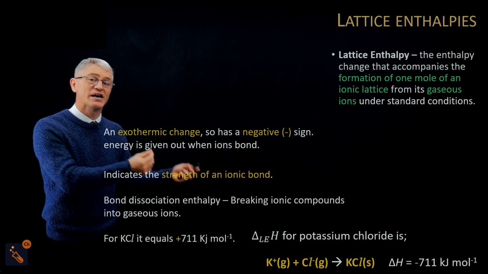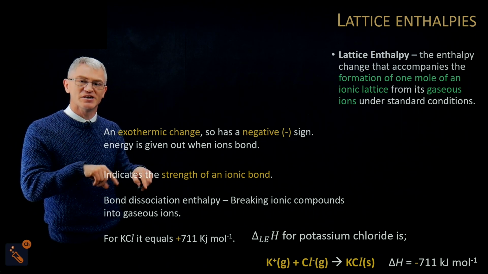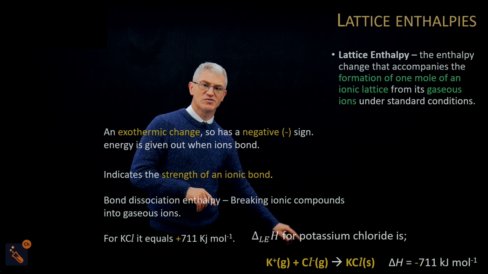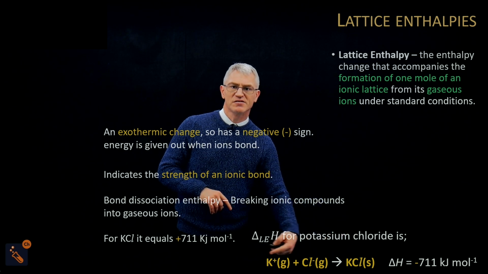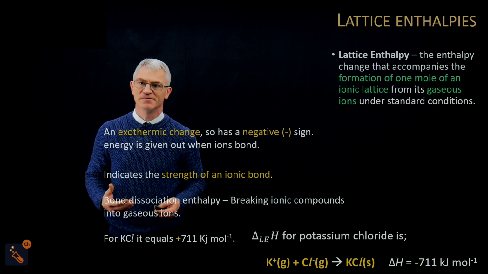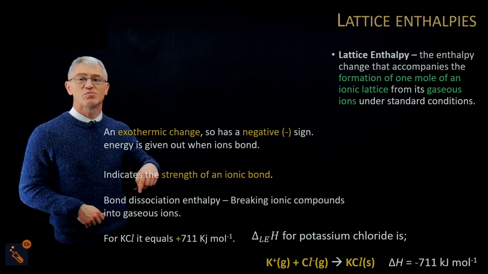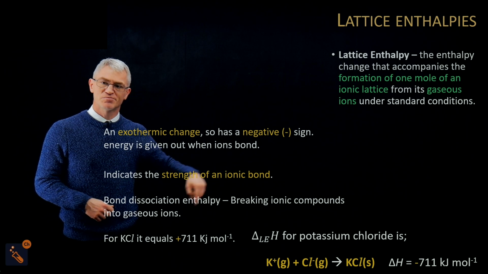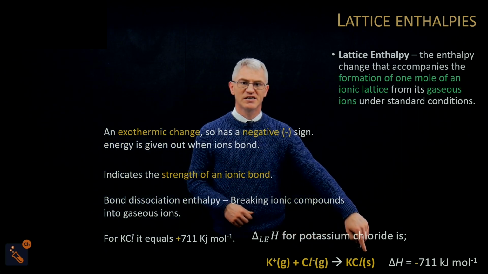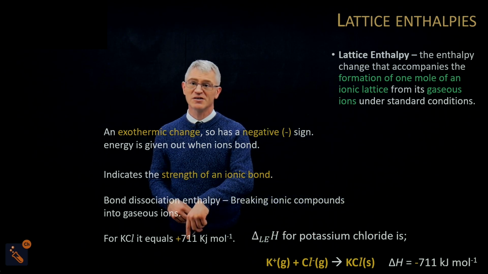Now, if it's exothermic, it's giving out energy to the surroundings. Okay, but why does that indicate the strength of the ionic bond? Well, think about it in the opposite way. Instead of forming this bond, which we are forming here, what if we go that way and we break the bond? If you break the bond, you have to put energy in. Okay, and that is called the bond dissociation enthalpy, or bond dissociation lattice enthalpy, because it's a lattice enthalpy in the other direction. So that means you're breaking them into gaseous ions. So I'm going from here to here. So as I go from here to here, I'm putting energy in. In fact, I'm putting plus 711. So plus 711.